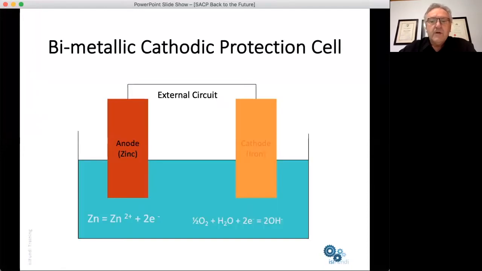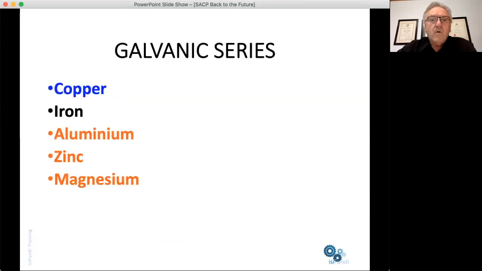So there is a familiar picture, except that notice we're now calling it a bimetallic cathodic protection cell. And there's nothing really surprising about that, because we have an anode that is going to corrode, except that that anode is now no longer on our structure. Our structure is the cathode, which does not corrode. What kind of materials can we use to form these anodes? Well, we saw that aluminium, zinc, and magnesium are three materials which are more active than iron in the galvanic series.